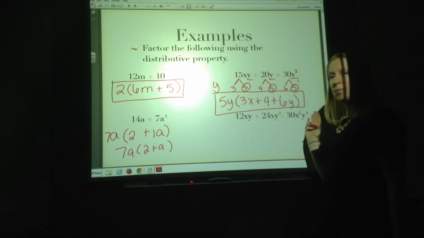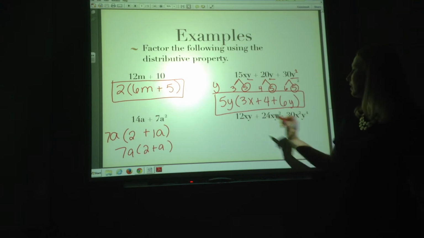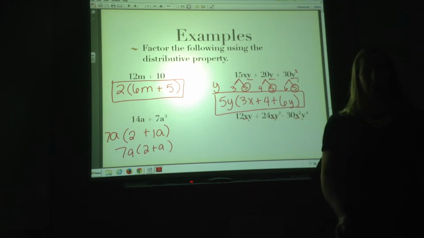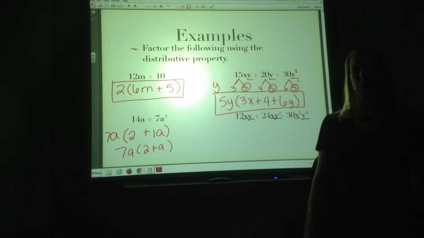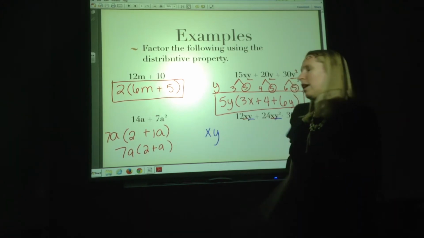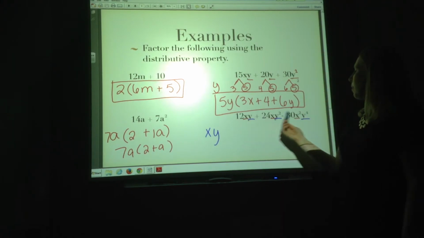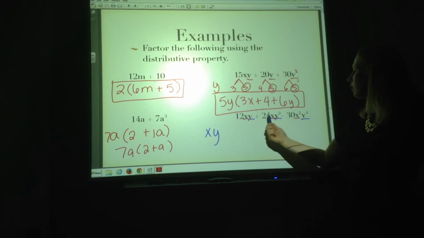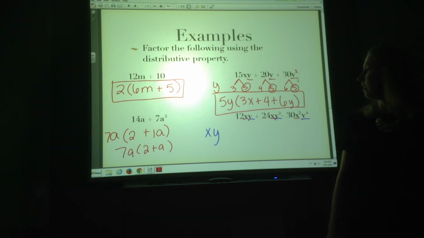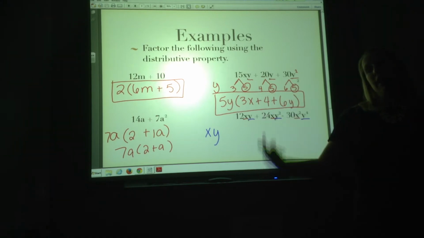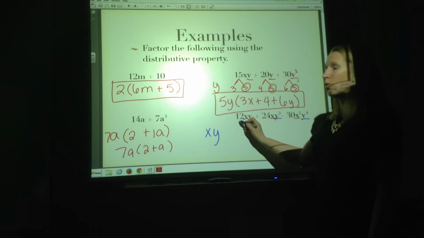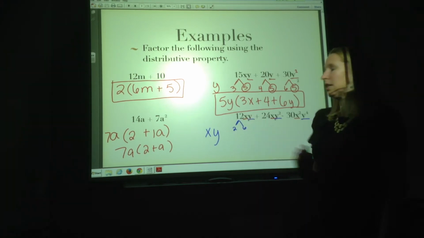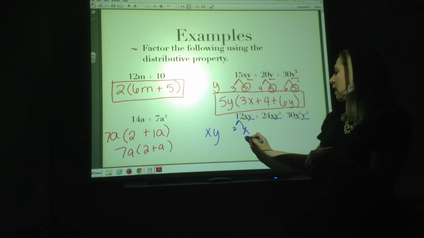Okay, one more. When I look at this one, I see there's an x in all of them, and there's also a y in all of them. So I know I can pull out an x and a y. What's a number that goes in 12, goes in 24, and goes into 30? So I know 2 goes into all of them, but is there a bigger factor that goes into all of them? We could do the factor tree if we want. So I know 12 is 2 times 6. I can break down the 6 more, and that's 3 times 2.